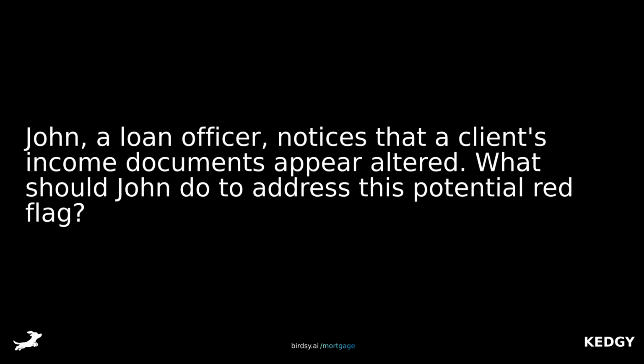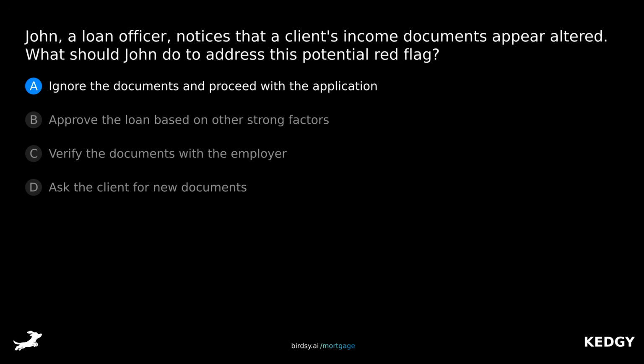John, a loan officer, notices that a client's income documents appear altered. What should John do to address this potential red flag? Is it A, ignore the documents and proceed with the application, B, approve the loan based on other strong factors, C, verify the documents with the employer, or D, ask the client for new documents?